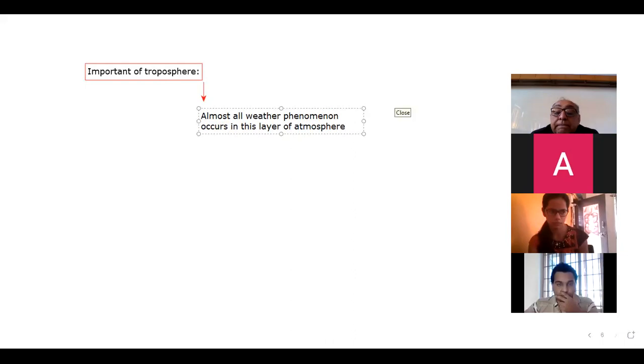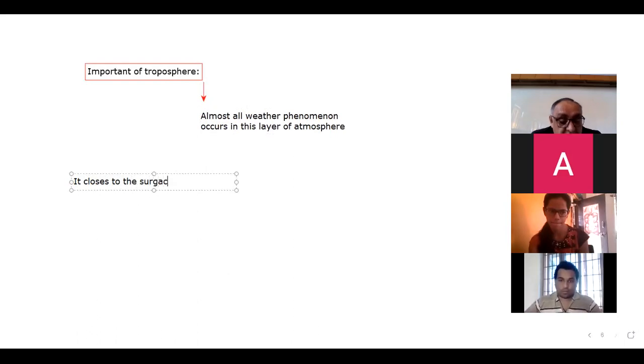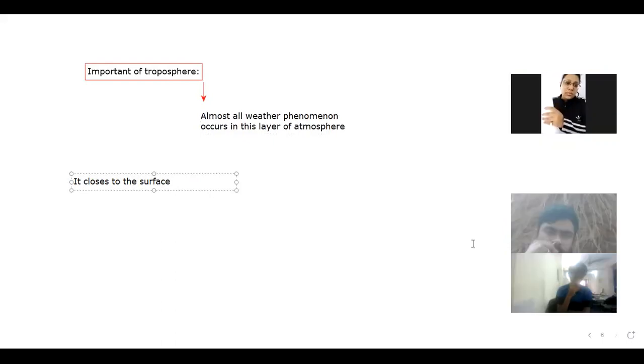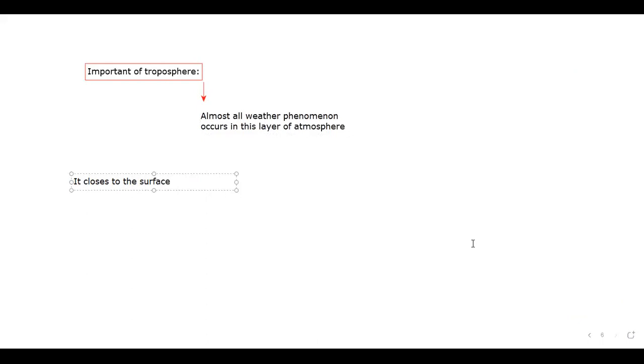So what's the reason? One response which I have got is that it is closest to the surface. Any other response, please tell me. Any other student, any guess? Anything?